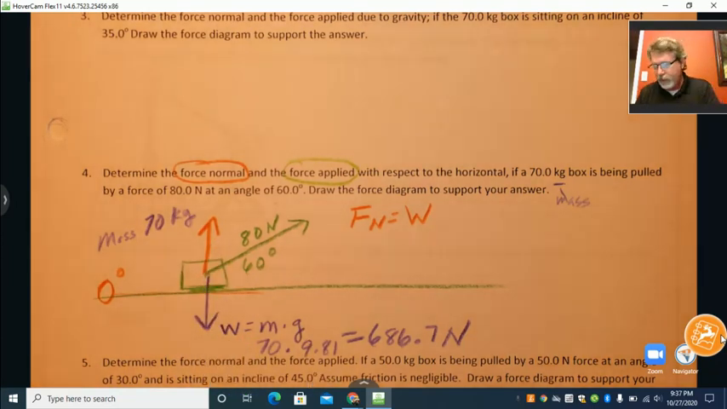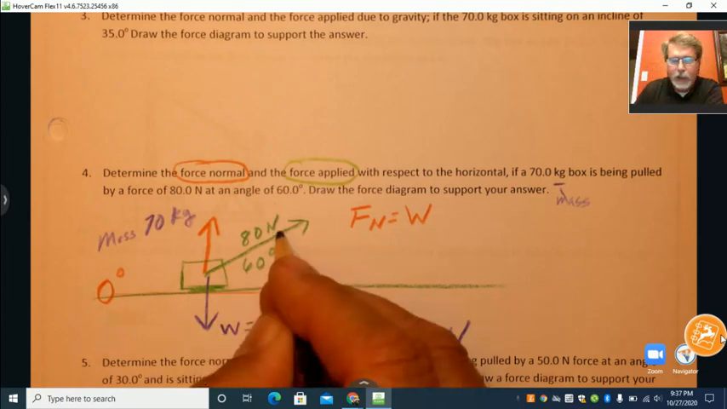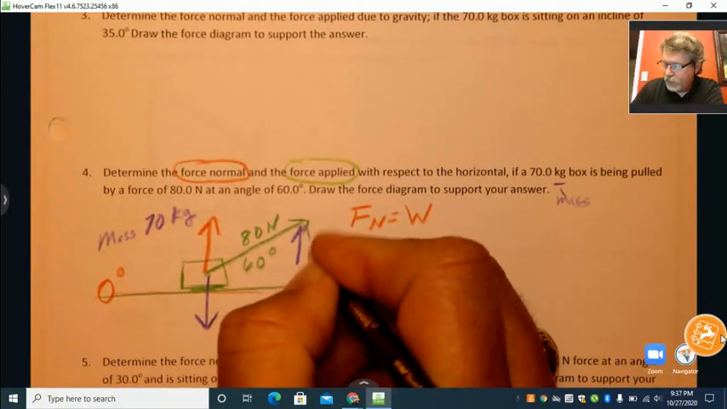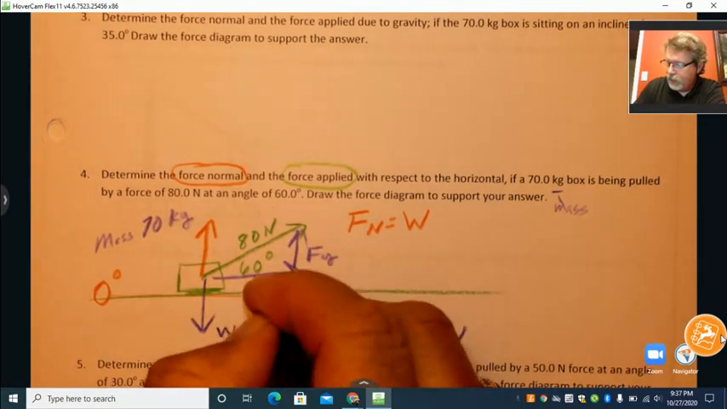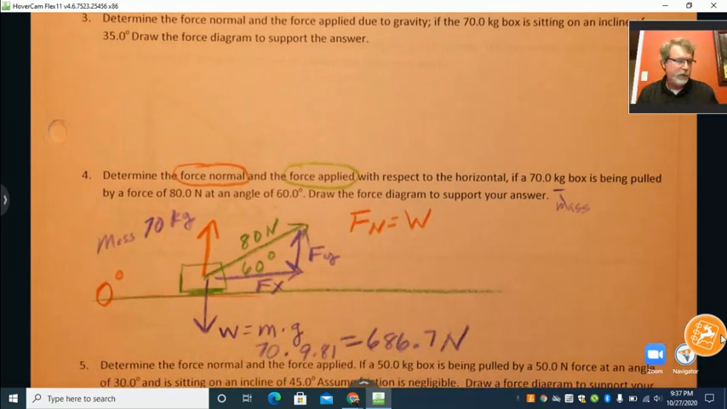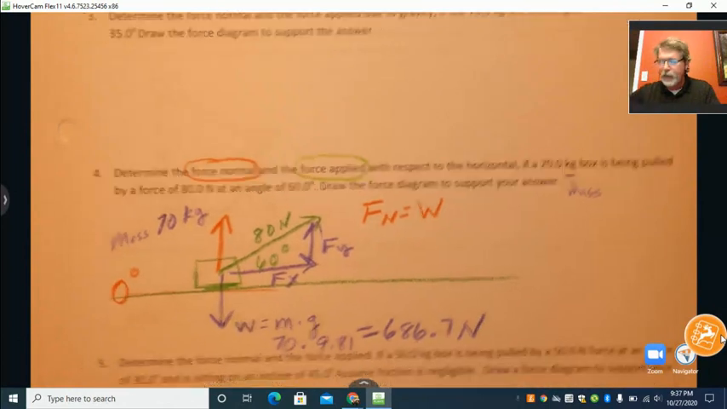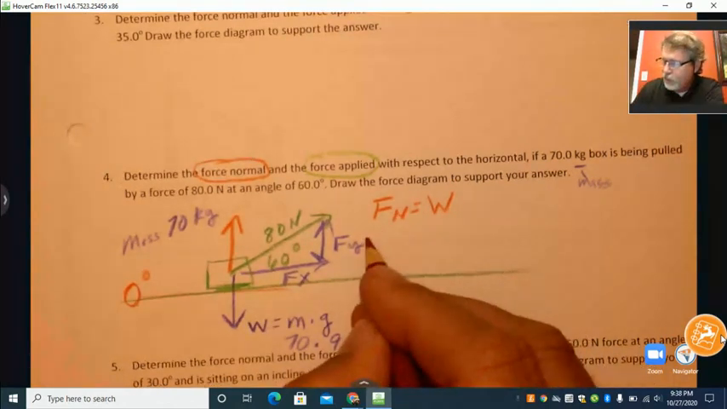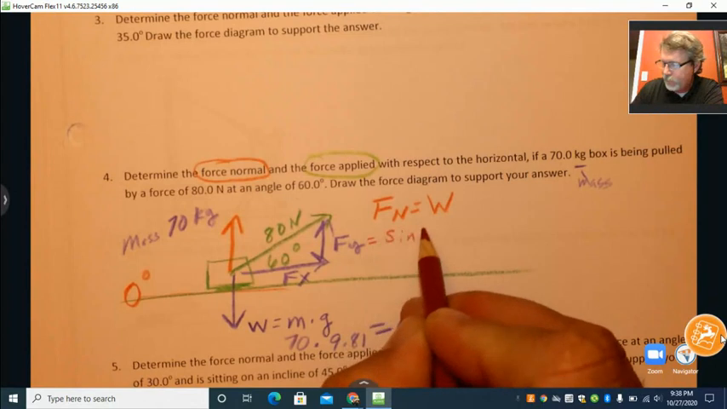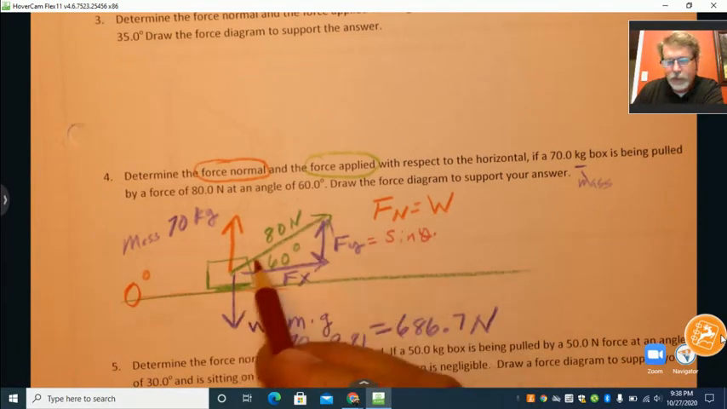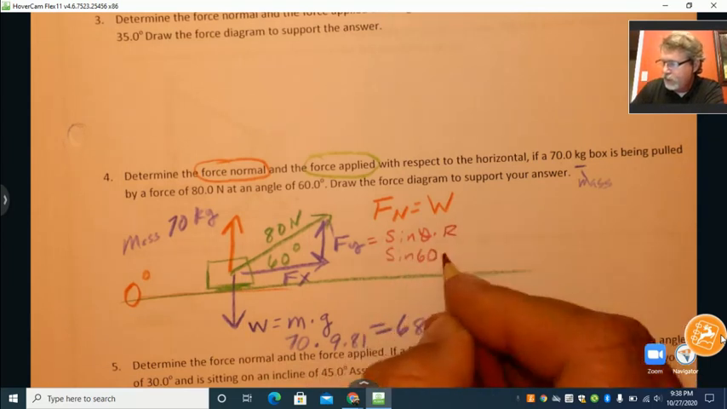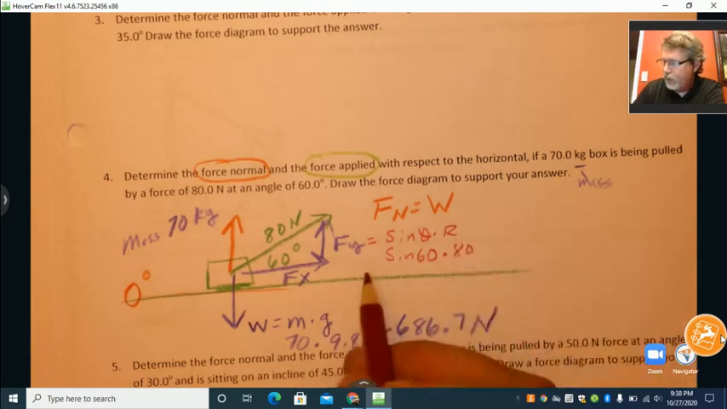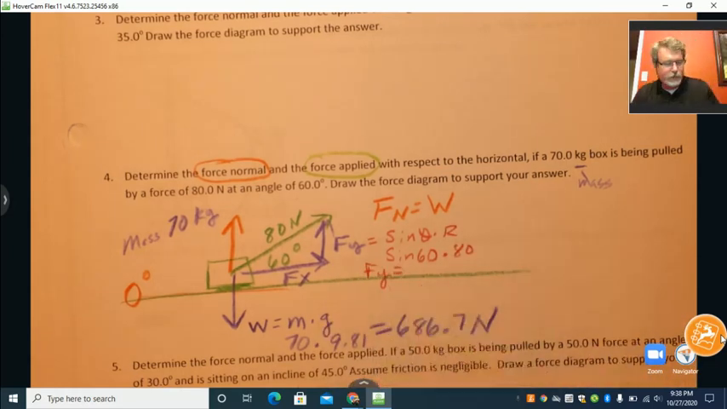If we remember our basic vectors, our 80 Newton force has a component in the y and a component in the x. You should remember from our basic component systems, how do you find F of y? F of y is the sine of theta times the hypotenuse, or the resultant. So it's going to be the sine of 60 degrees times 80, and that will be our F of y. So we get our calculator out and solve that.